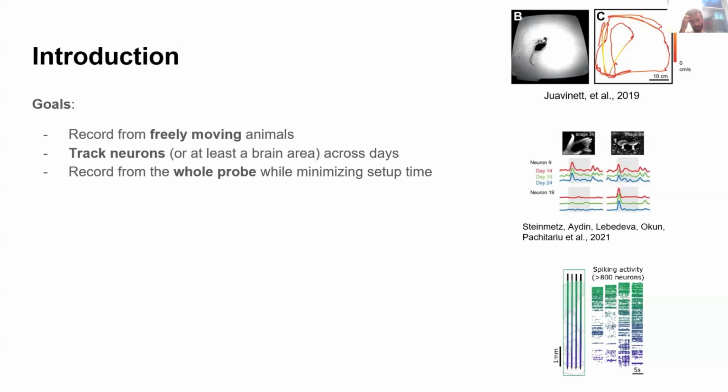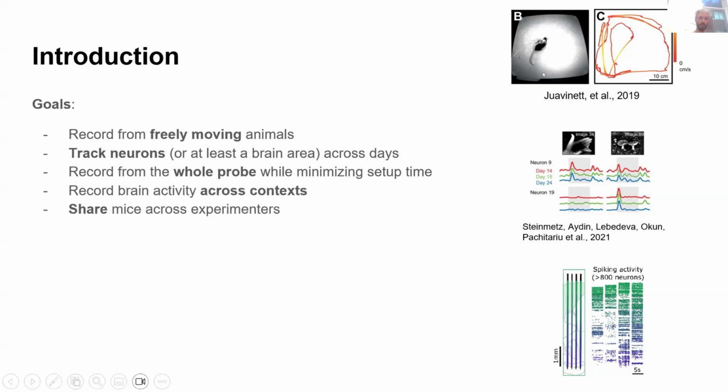Another interest for that is that you can actually record from the whole probe while minimizing setup time. So this is a 4-shank Neuropixels 2.0 inserted into the brain, you can start recording the top of the brain, and then the next day, the part just below, and so on and so forth, so that you tile the whole portion of the brain you're recording from. And on each of those, you can run your own experiment.